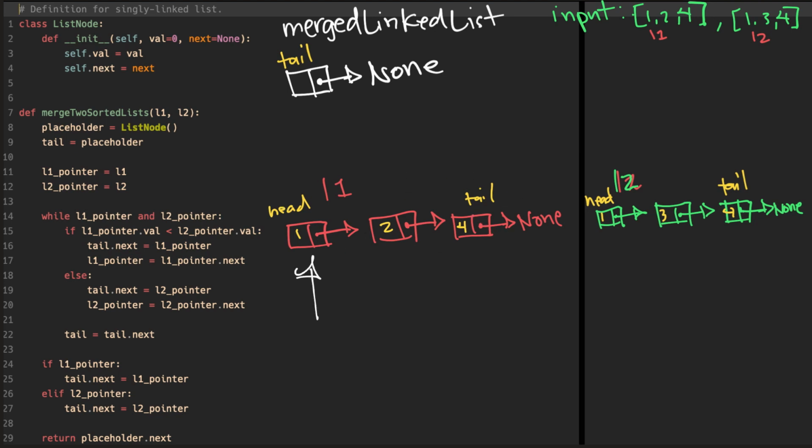So we'll say L1 pointer is pointing to the head of the L1 linked list. And the same thing with L2 pointer. It's pointing to the head of the L2 linked list.